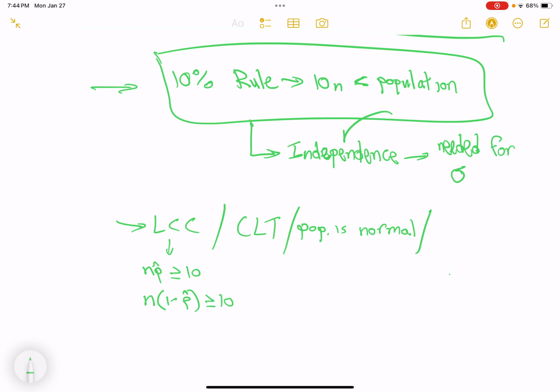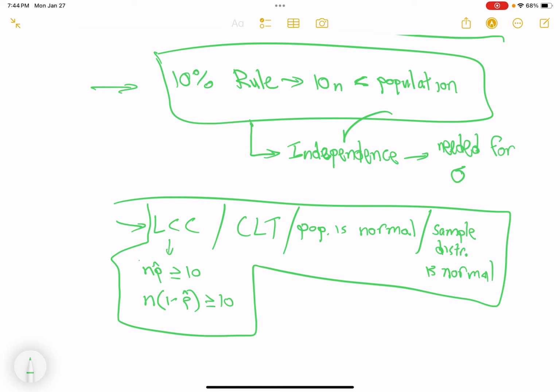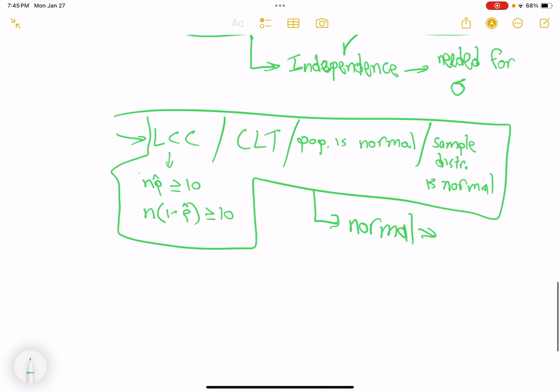Or, of course, with means, if we check to see if your sample distribution is normal. If any of those prove to be the case, what we've proven effectively is that we can treat the sampling distribution as normal. And what that allows us to do is to create normal calculations.